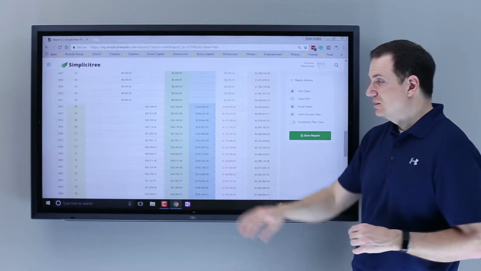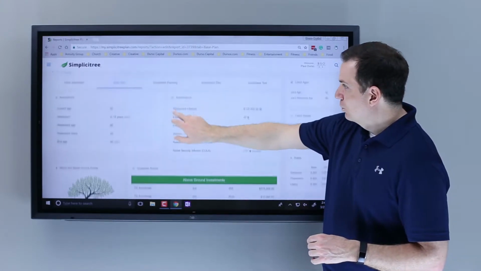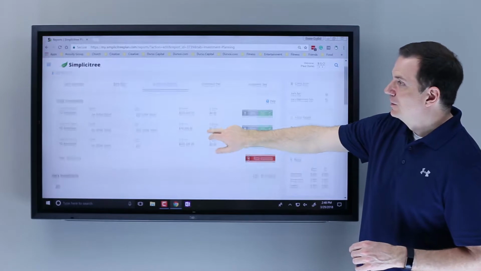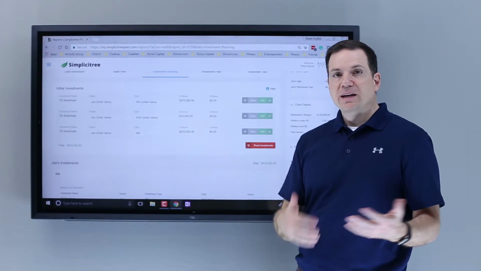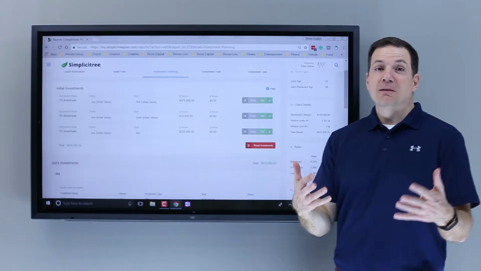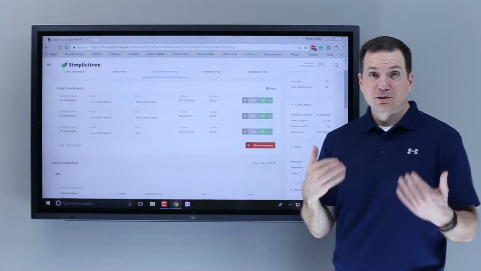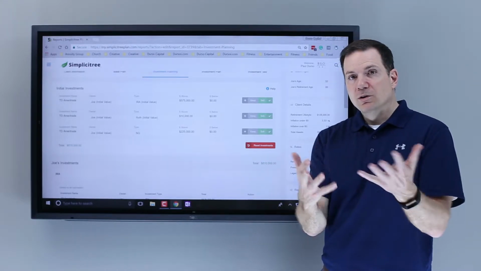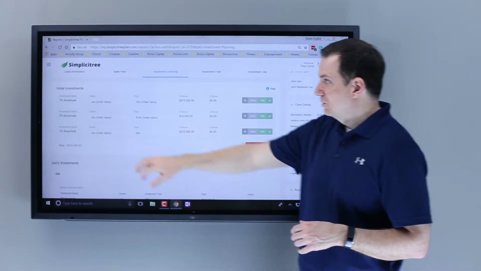So how did we set up this case? So we're going to go over here to the investment planning tab. Now, my custodian's Charles Schwab. The assets are held at TD Ameritrade. So the first thing I'm going to do is I'm going to show him moving his assets over to Charles Schwab.